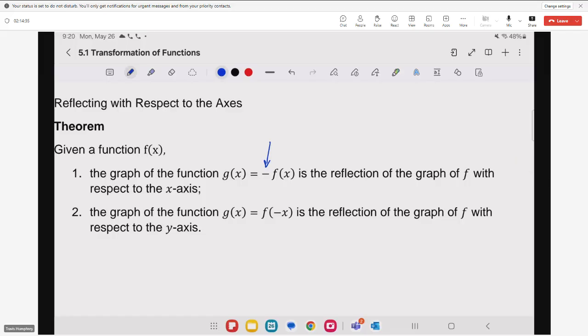The other reflection is about the y-axis, and this happens whenever we change the sign inside the function, so g of x is equal to f of negative x. So we're basically changing the sign of everything inside the function. This one occurs a little bit less often because of symmetry and even and odd functions. So you can only see a y-axis reflection if the function is odd.